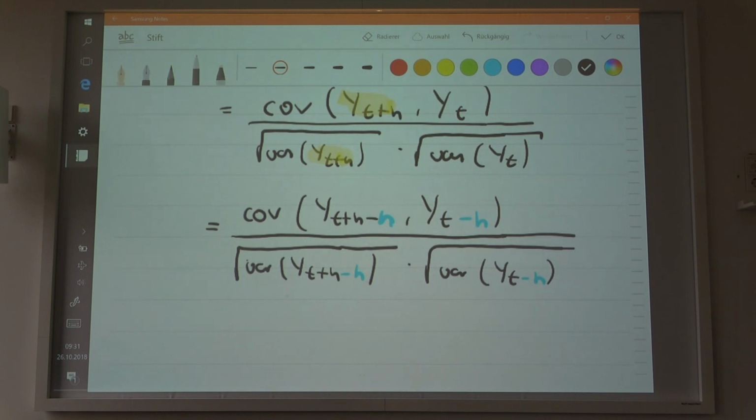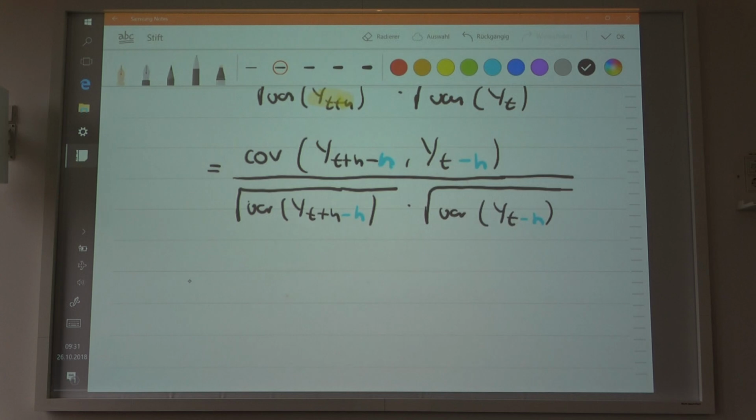So since the process is stationary, the variance does not depend on time either. It doesn't even depend on the time lag. So for the variance, the time lag is not important because these two would be equal. All right. Now, why am I using this?